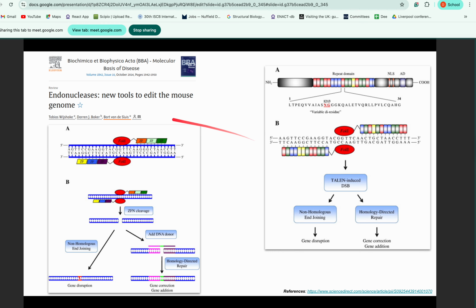Okay, now there are some reviews. If you're interested, you can go through this, which also gives you more details on how these endonucleases work. This particular review talks about how endonucleases are new tools to edit the mouse genome, because mouse is the closest model which resembles the human. So whenever we want to design some therapy for humans, we first test it on the mouse. So endonucleases are better tools, and Fok1 also comes under endonucleases, specifically restriction endonucleases or restriction enzymes.